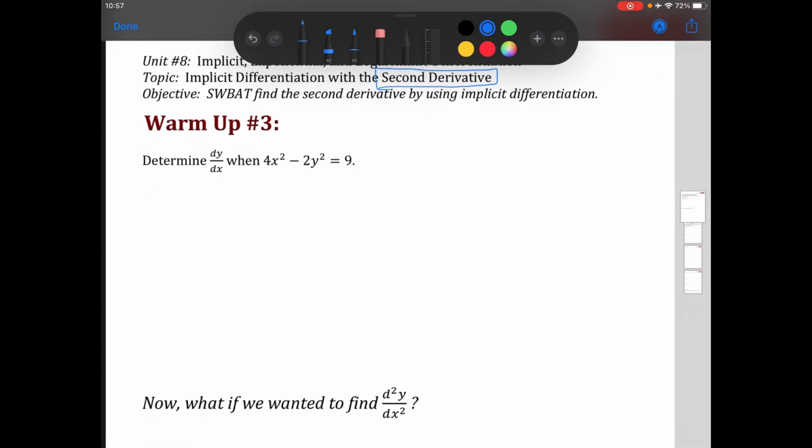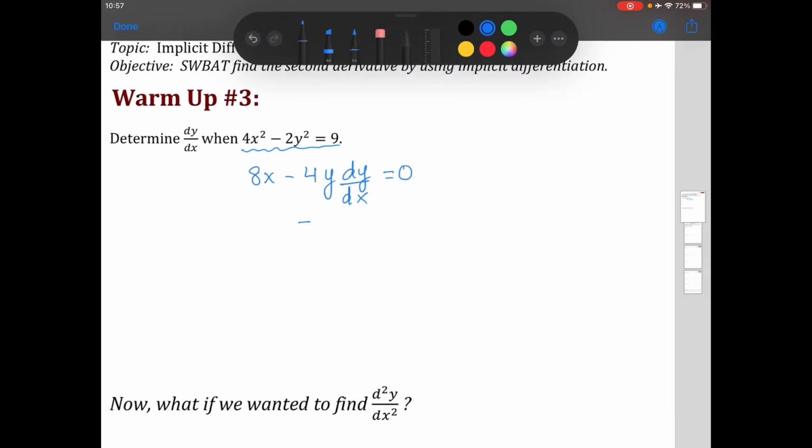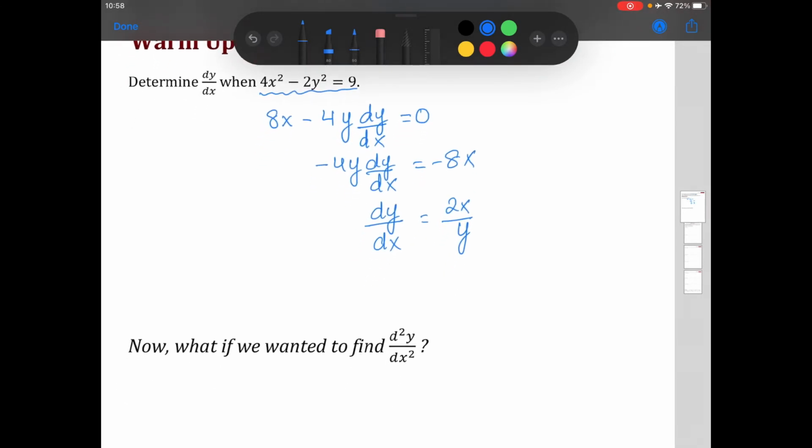It says determine dy over dx when this is the curve. So let's do this. This would be 8x minus 4y dy over dx equals 0. Solve for dy over dx. It will be negative 4y dy over dx equals negative 8x. So dy over dx is equal to 2x over y, right? The 4 goes into 8 2 times.